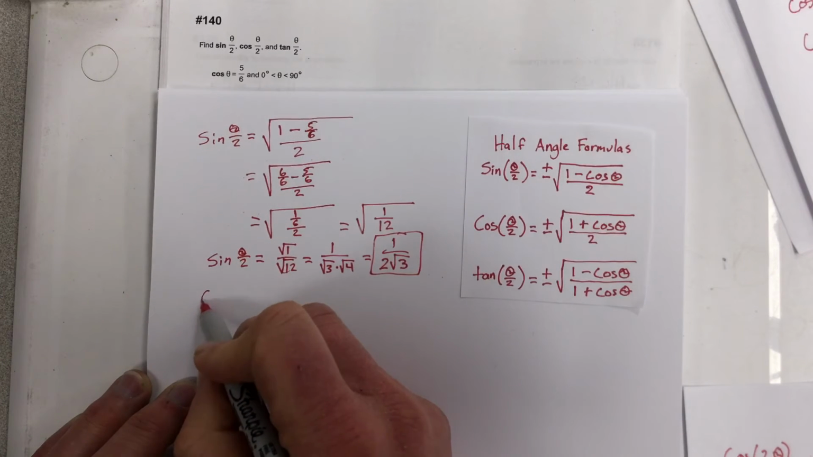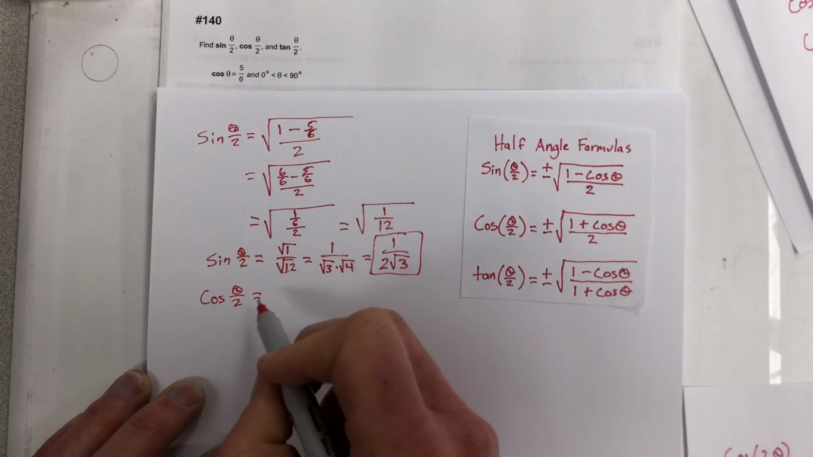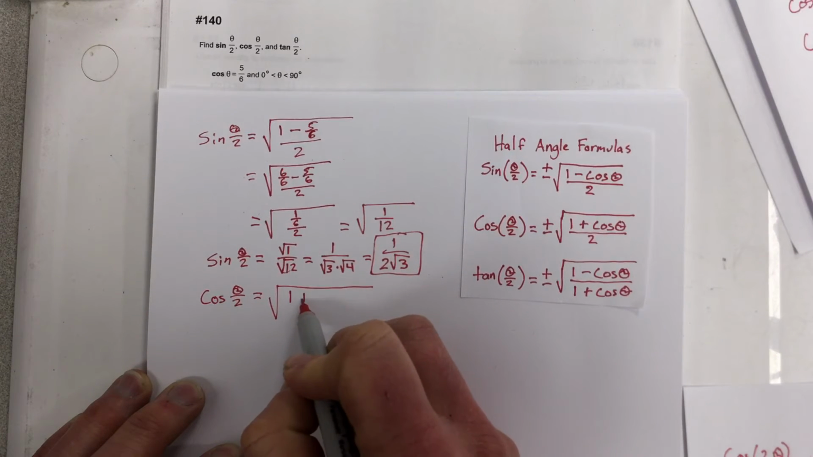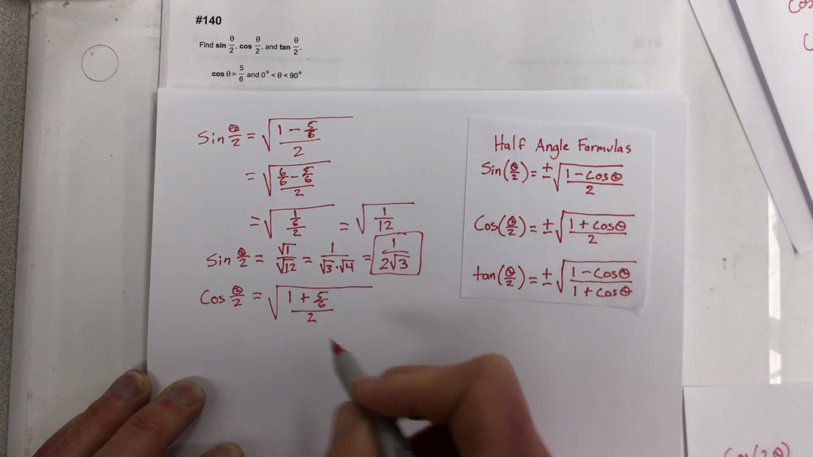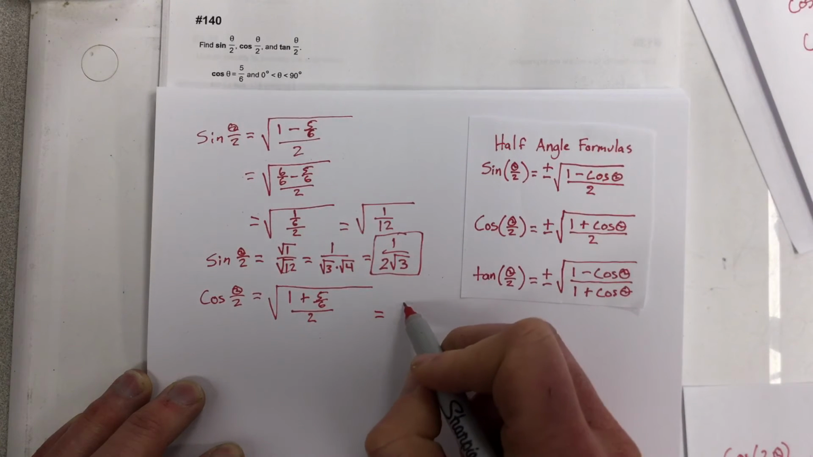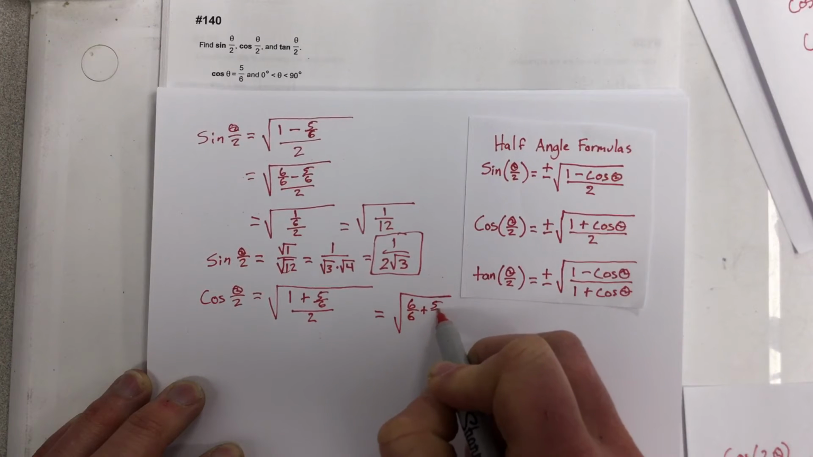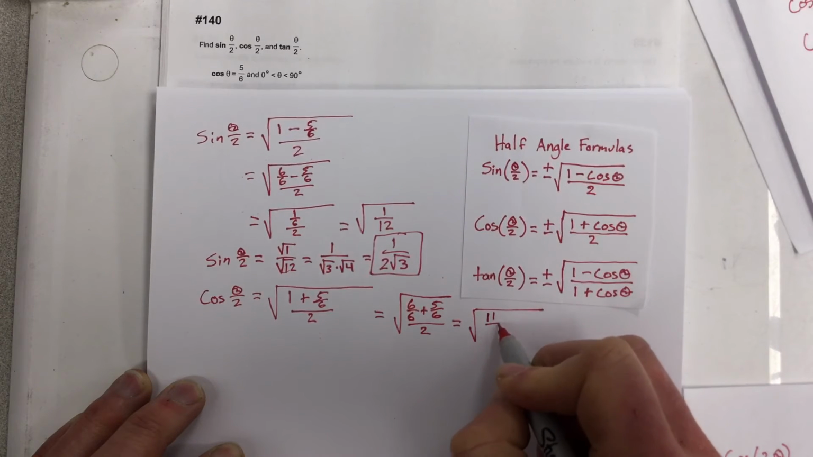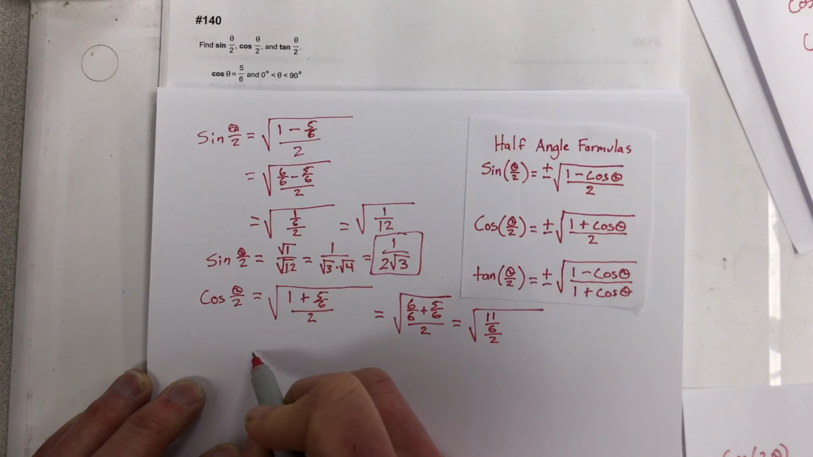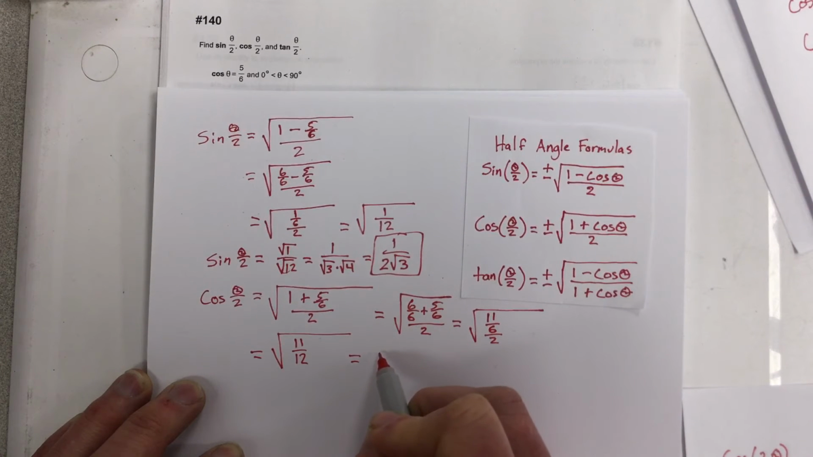So then I'm going to do the same thing with cosine theta over 2. Just the positive version, so I have root 1 plus cosine theta, which is 5/6, all over 2, which is going to equal root 6 over 6 plus 5 over 6, all over 2. So we'll get root of 11 over 6 over 2, which is equal to root 11 over 12. I think I'm just going to leave it as root 11 over 12.